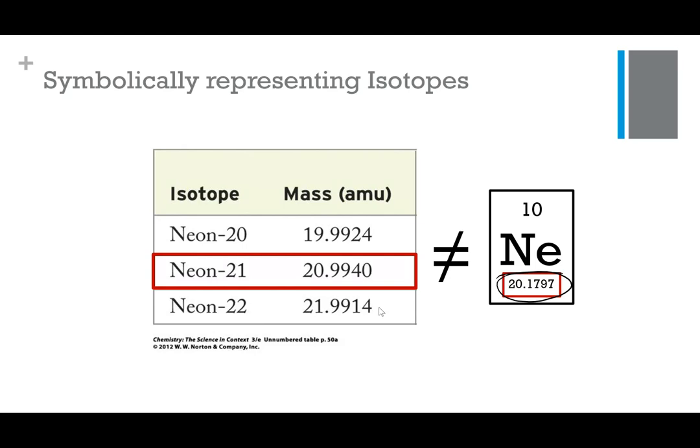Nope. If you were to type these numbers into your calculator and divide by 3, it would not equal this number on the bottom of the periodic table. Why is that? Well, these three isotopes don't exist in equal amounts. So it's not that we have 33.3 of neon 20 or 33.3 of neon 21 or 33.3 of neon 22. We've got varying amounts of each of these.